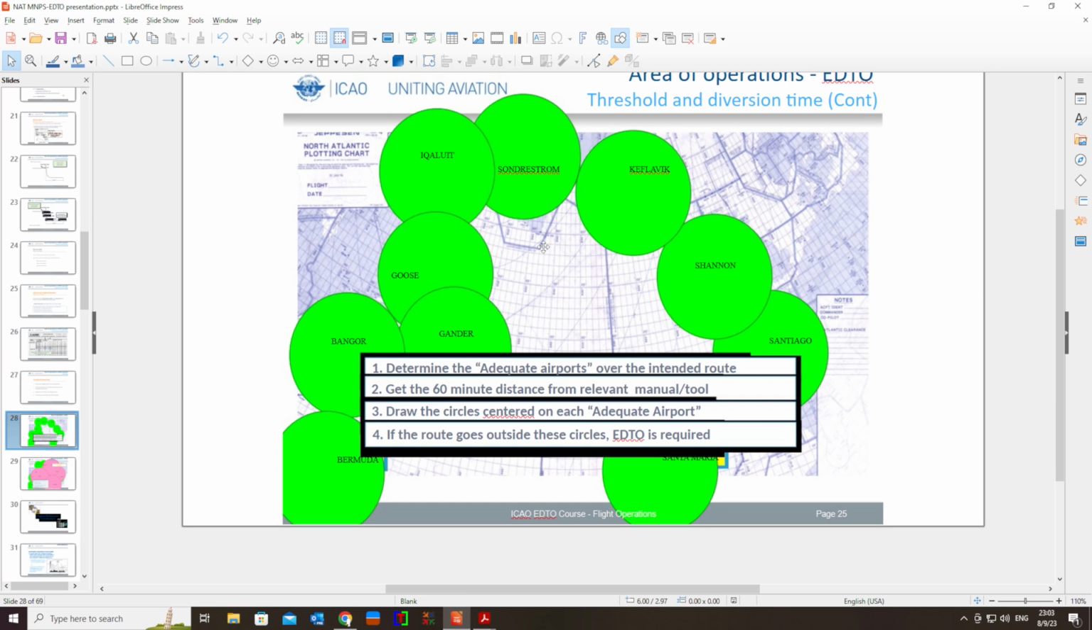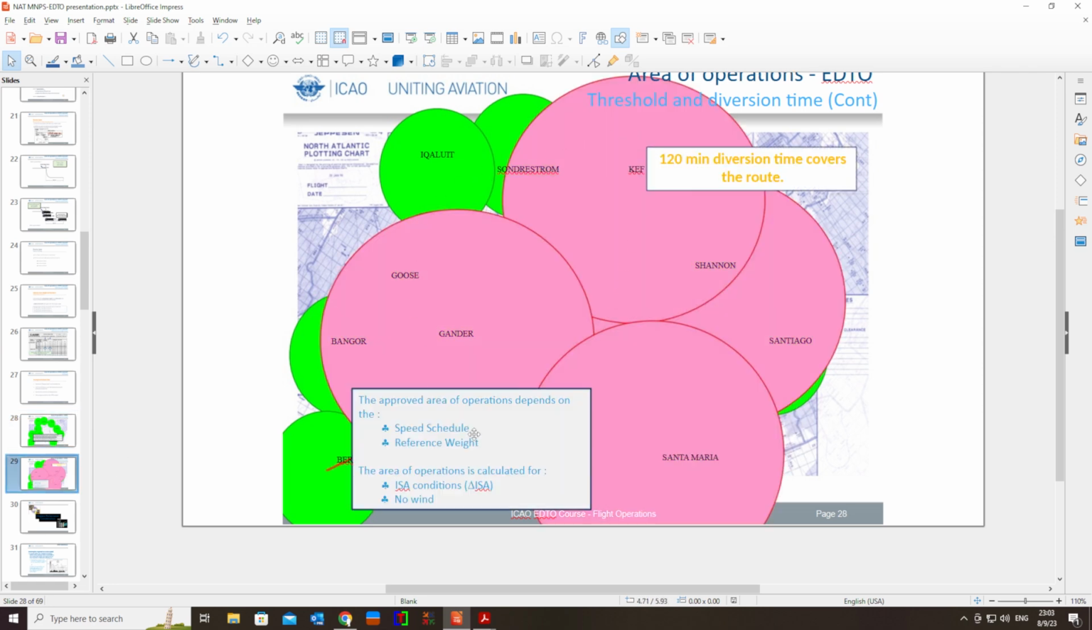If you don't have CPDLC on board, and if you have an older aircraft, then you have to go the northern route. You have to follow the northern routes. Here, obviously, you have the coverage of the VHF. Here is what we are covering today with 120 minutes. Gander, Goose, Shannon, Santiago, Santa Maria.